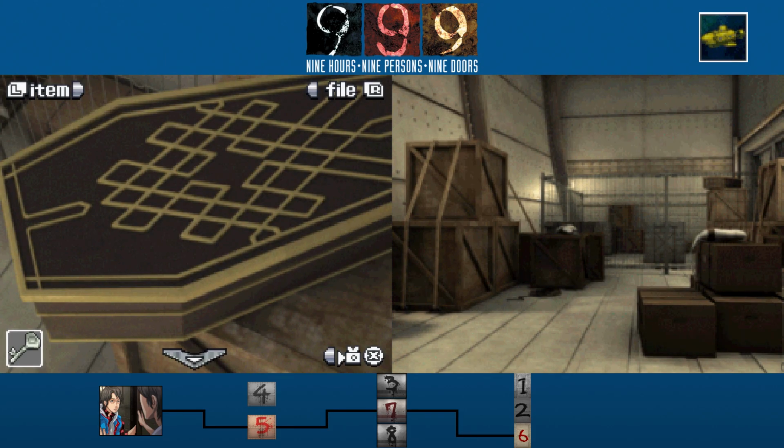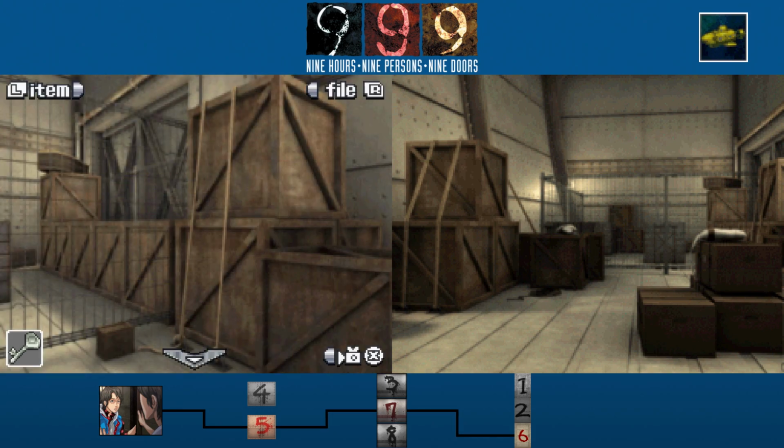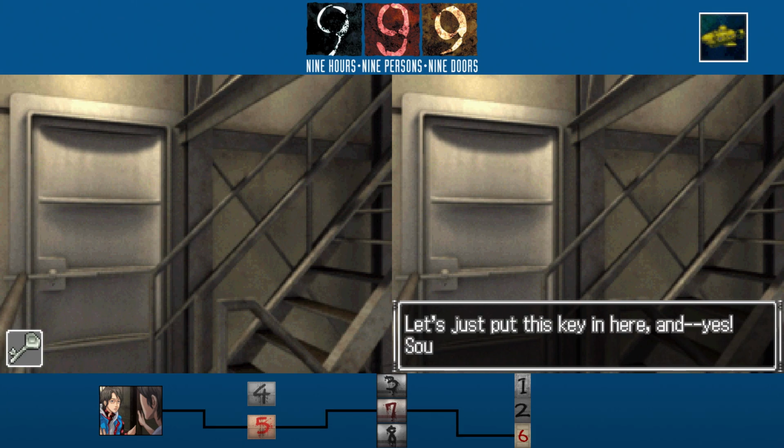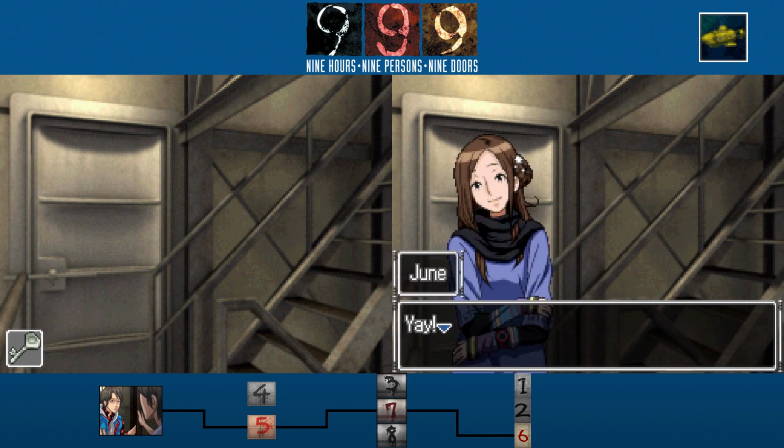Okay, and I believe that key is gonna get us out of here. Awesome. And with that, next time on Zero Escape 999. Once we're done reading the dialogue, of course, we're gonna get the heck out of here. Let's just put this key in here, and yes, sounds like that did it.